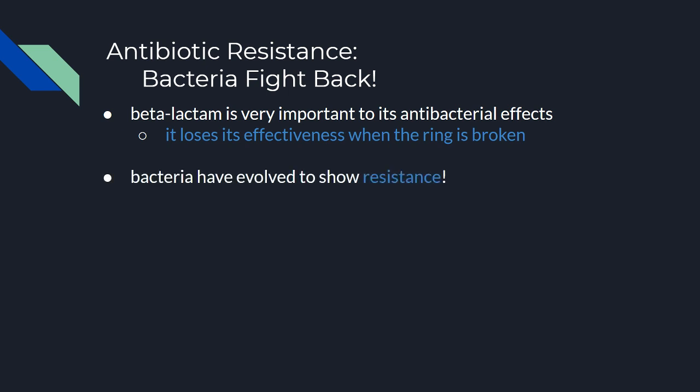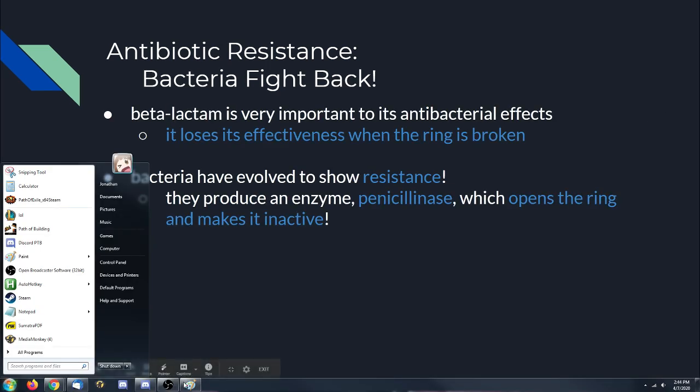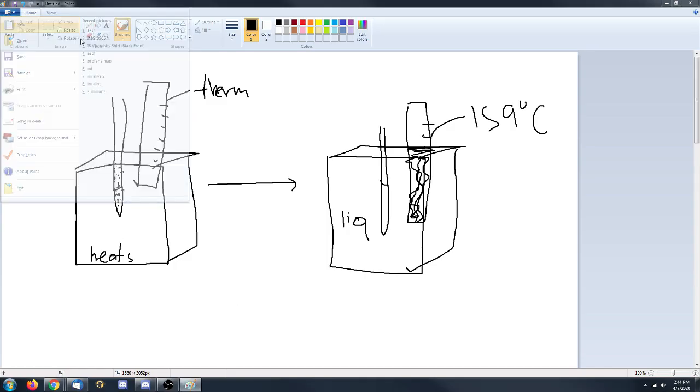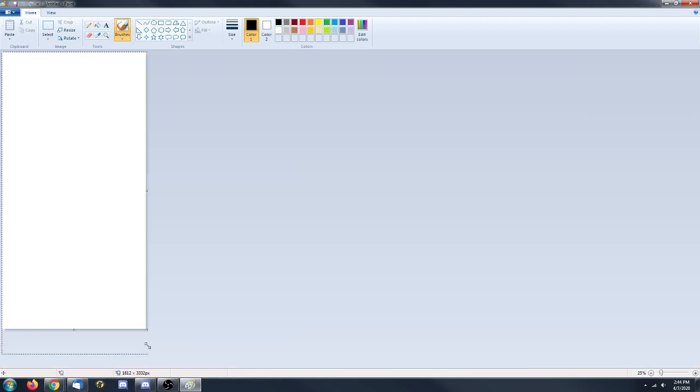So bacteria have evolved to show resistance, and they produce an enzyme. I'm going to call this a dummy enzyme. It's kind of like a diversion. It's like a trick for the bacteria. They call it penicillinase, which opens the ring and makes it inactive. So I want to try to draw this again. I need a lot of space.